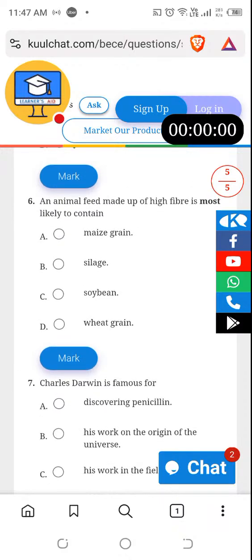An animal feed made up of high fiber is likely to contain silage. Is it maize grain, soya beans, or wheat grain? Silage. Good.